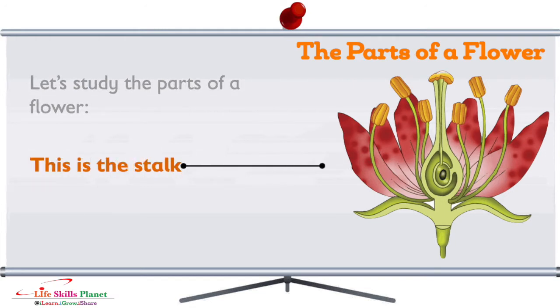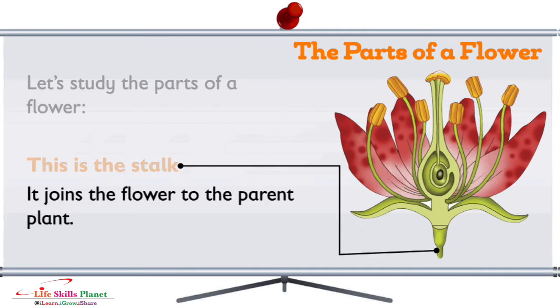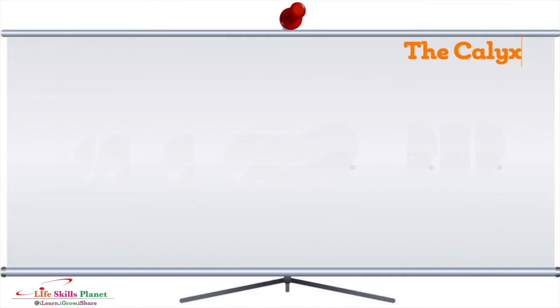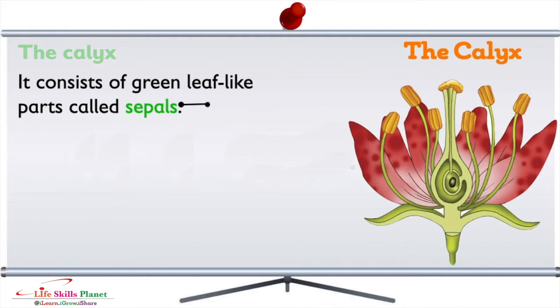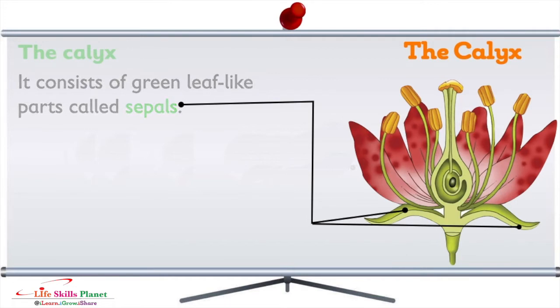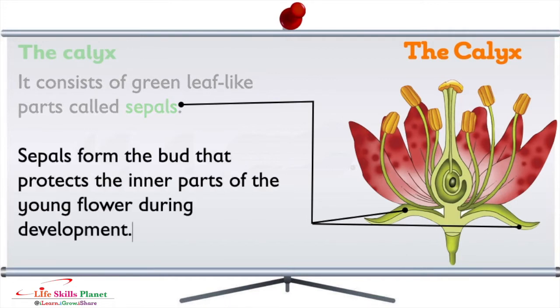Let's study the parts of a flower. This is the stalk. It joins the flower to the parent plant. The calyx. It consists of green leaf-like parts called sepals. Sepals form the bud that protects the inner part of the young flower during development.